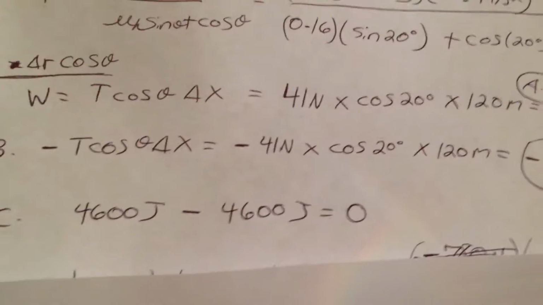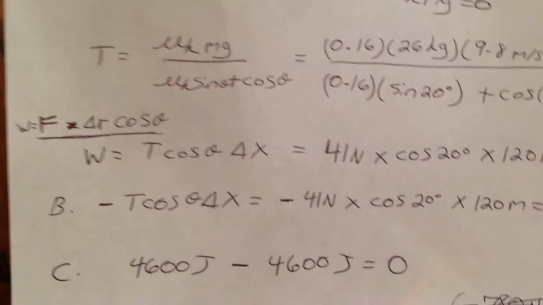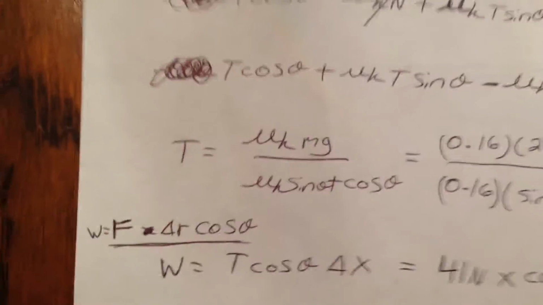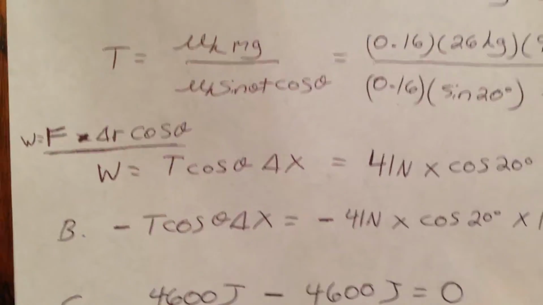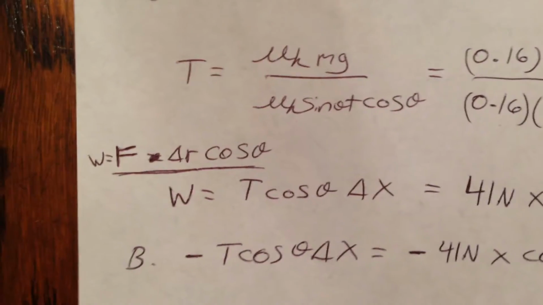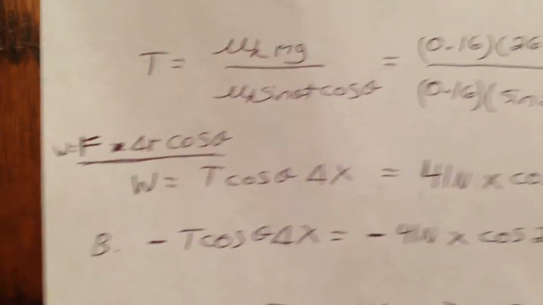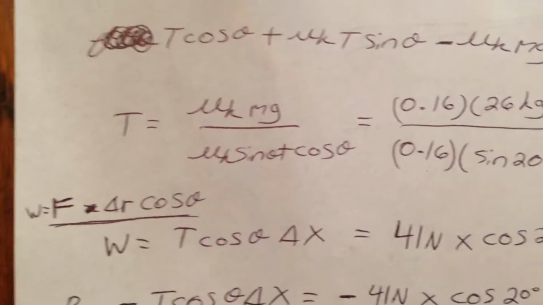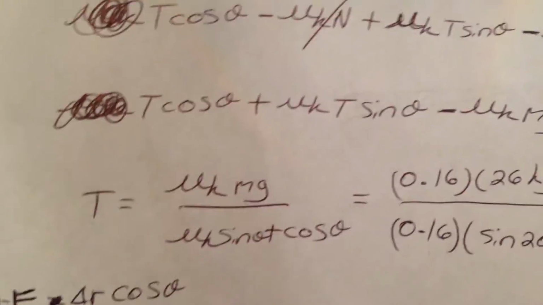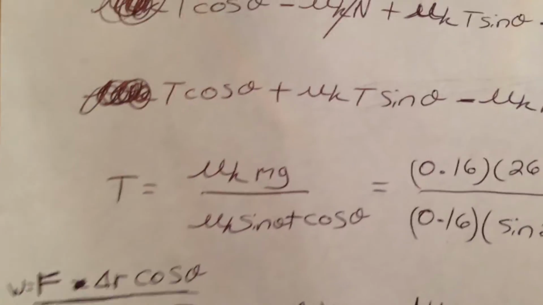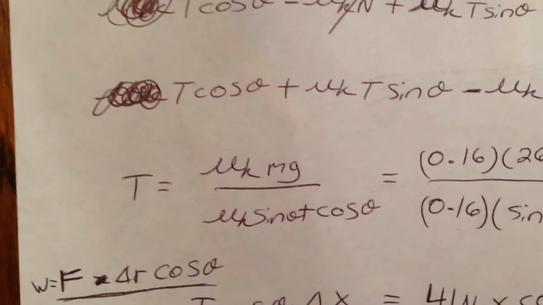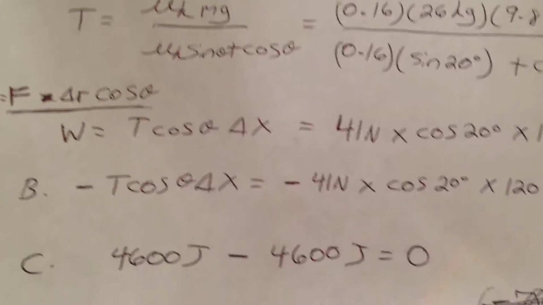Now for part B, we don't have to worry about the normal force or gravity, because both the normal force and gravity, both of them are perpendicular to the displacement, and anything that is perpendicular to the displacement does 0 work. Okay, so only tension and friction are parallel. So that means that if anything's parallel, it's doing some type of work. Okay, so that's why we don't have to worry about N or mg for B.